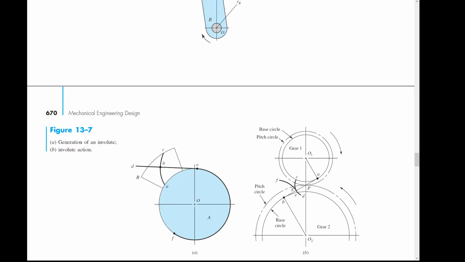So, the generation of an involute. There's a base circle, there's a pitch circle. Base circle, pitch circle, and the base circle on gear 2.